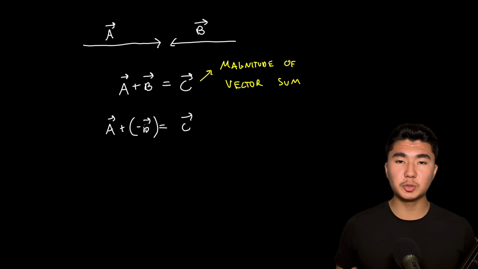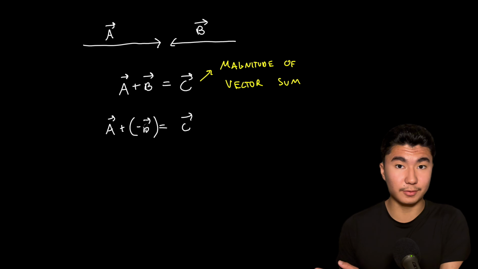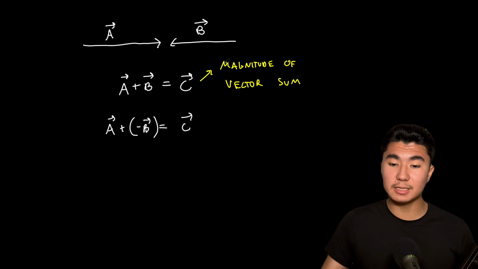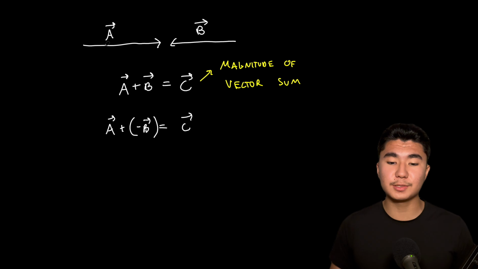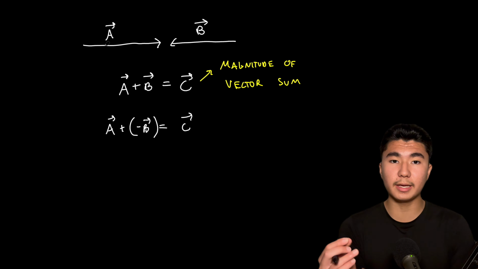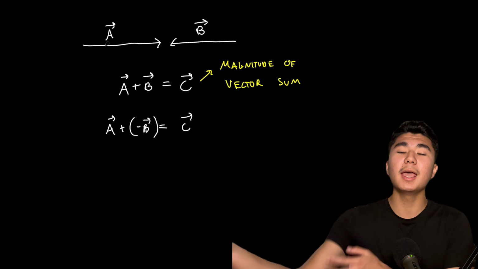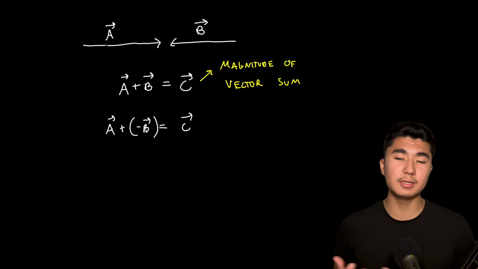And it depends on which one we correlate as our positive direction. We could have also said that B is our positive direction and A is on the opposite, so A could be negative. It doesn't really matter which one we label positive or negative, as long as we know which one is our positive direction, anything against that direction is going to be negative.